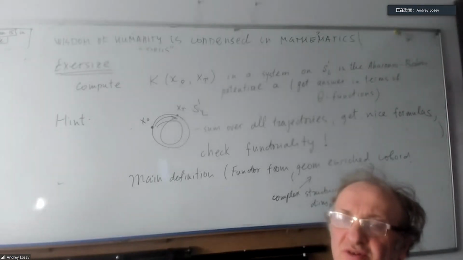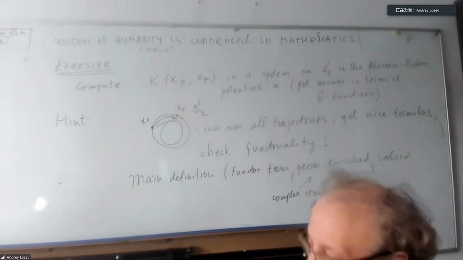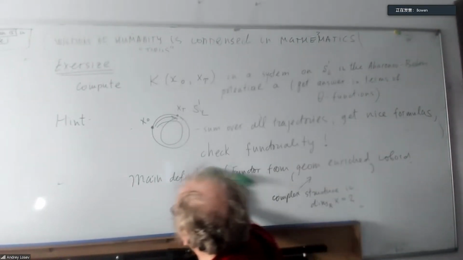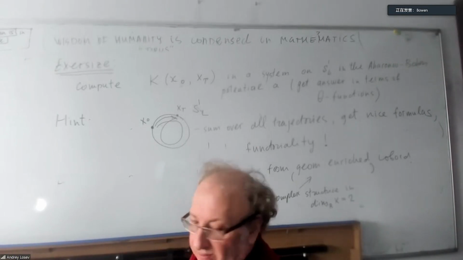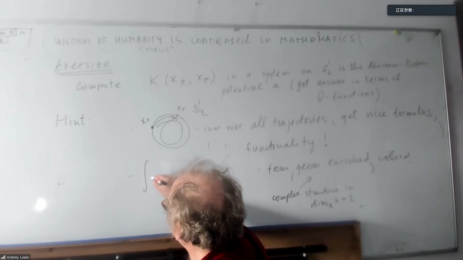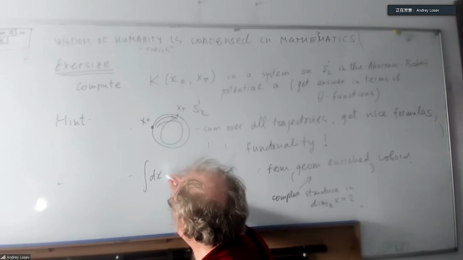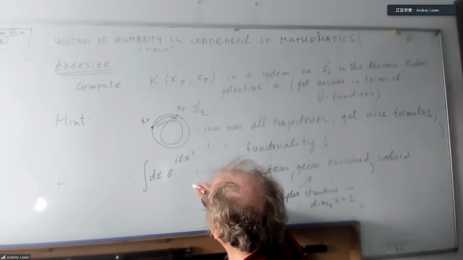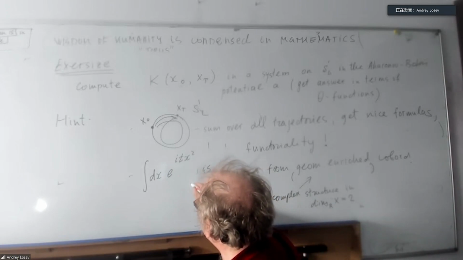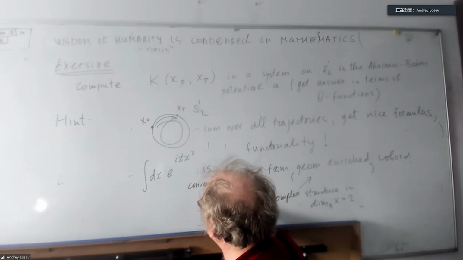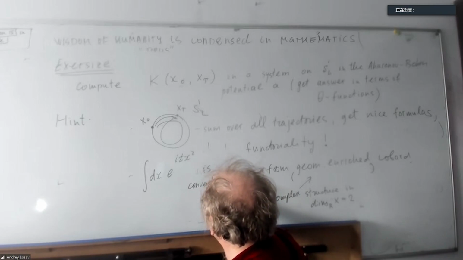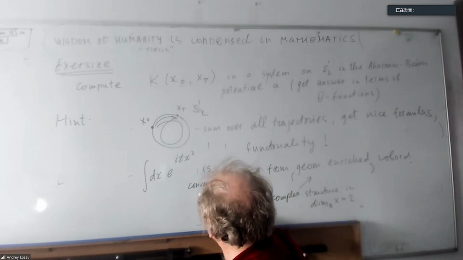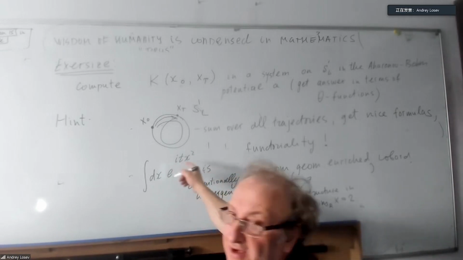It's convergent because it is a highly oscillating integral. Pardon, what integral? Integral dx e to the i t x squared is convergent. It's conditionally convergent. So this integral is convergent.